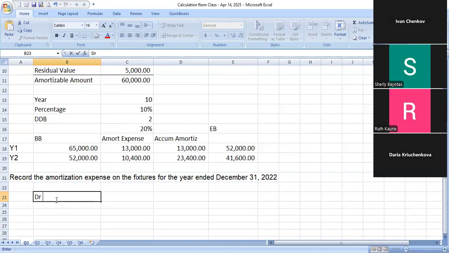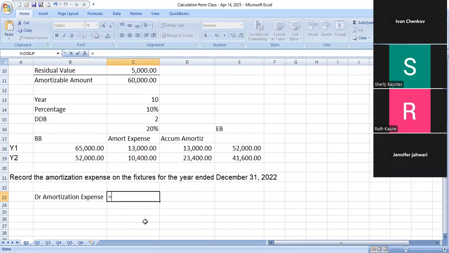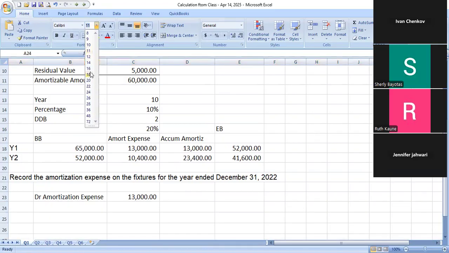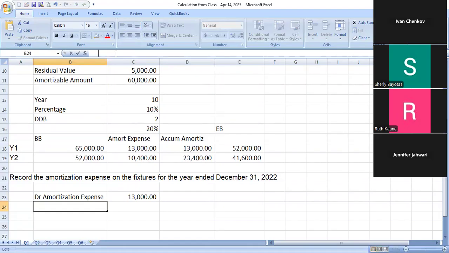Come on, people. Amortization expense? Amortization expense for the amount we already calculated, $13,000. Right? Which account are we going to create? Accumulated amortization. Yeah, we already have it. Credit will be accumulated amortization.